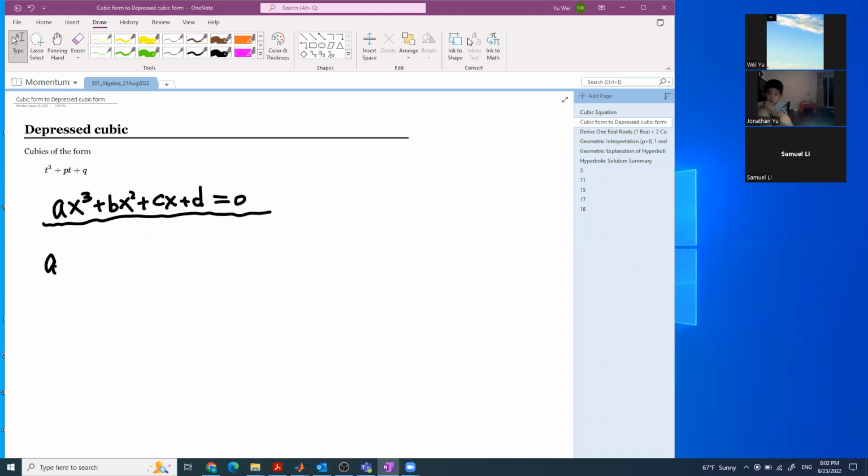Okay, let's see. For the cubic term, if we do y plus delta, we're adding some offset, and it will be cubic, right? So can you tell me what the square term is, Jonathan? What is the square term? 3a, right? It's 3a.